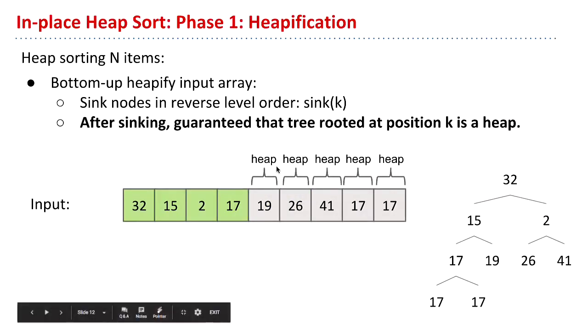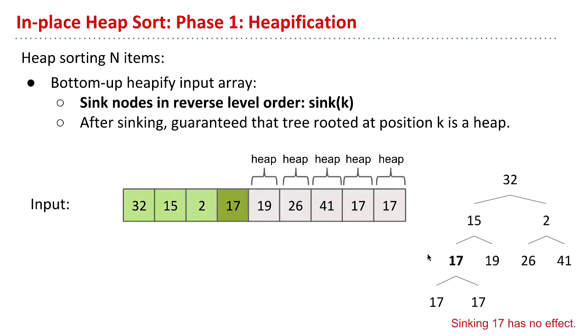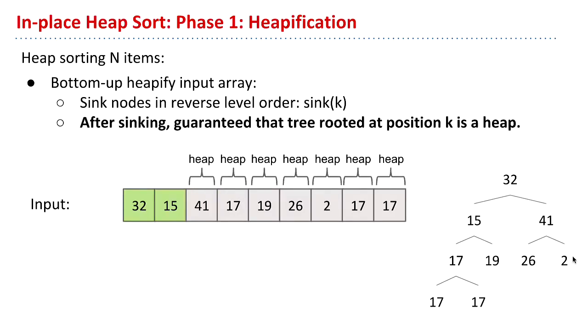Okay. Now I hope you agree with me that these are all heaps, right? Little tiny heaps. All right, how about this one? If I sink 17, nothing. Okay? So that's a heap. All right, now 2. What happens if I sink 2? Okay, 41 takes over.